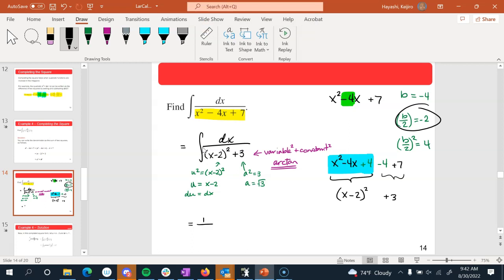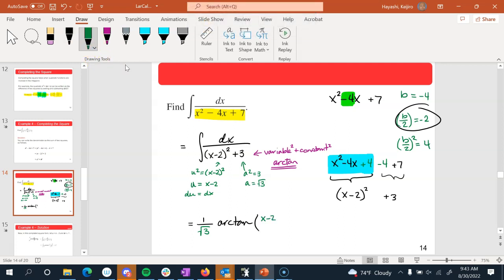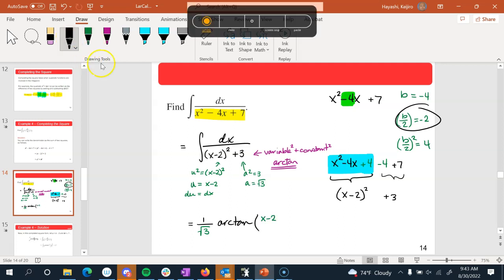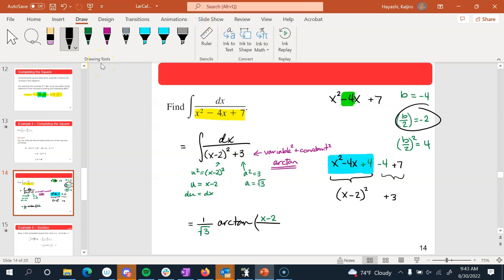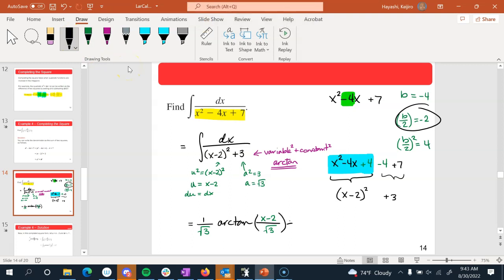So 1 over that square root of 3 times the arctan of u over a. U being this x minus 2, right? The whole expression x minus 2, that's u, over a, which again is square root of 3. Plus c.